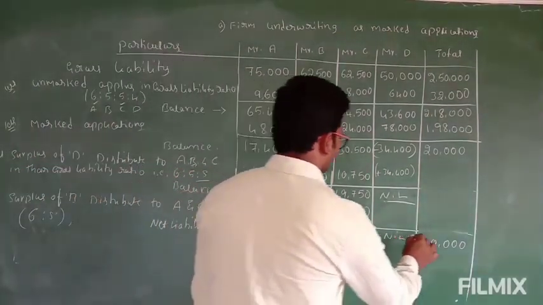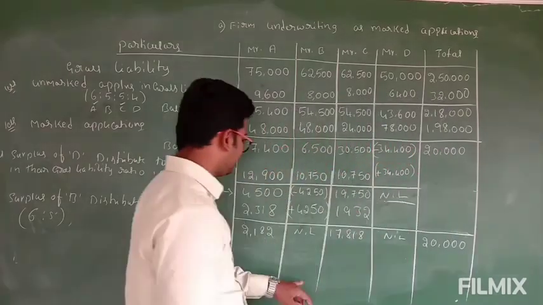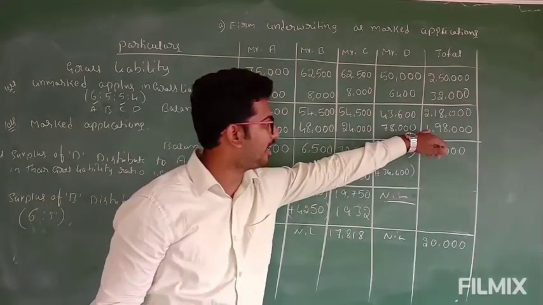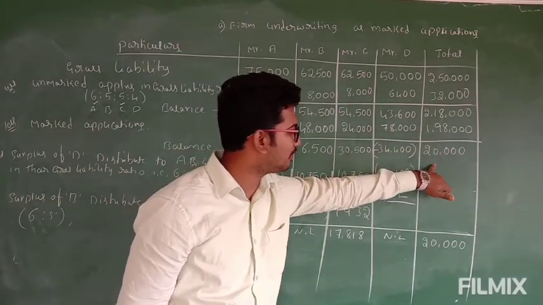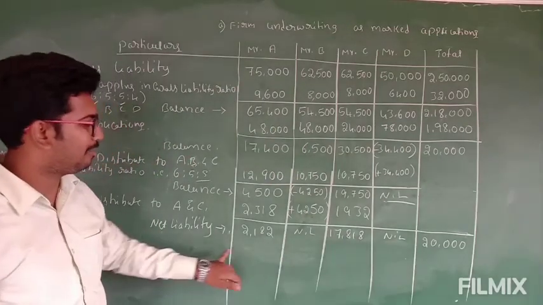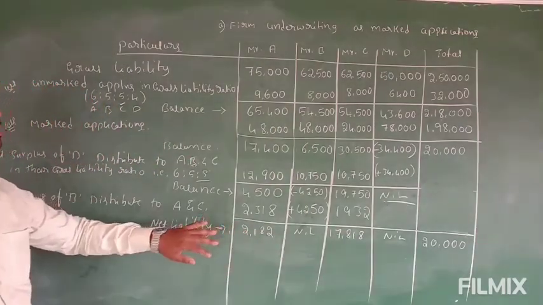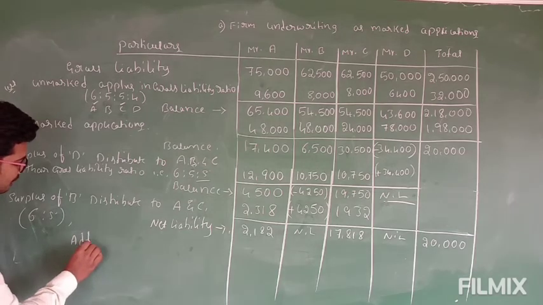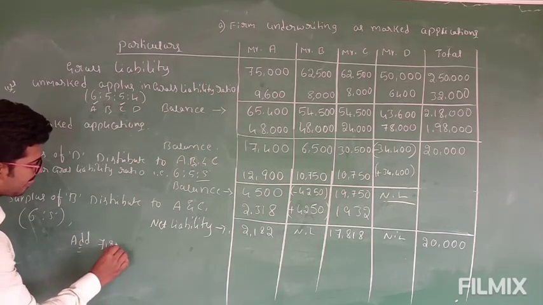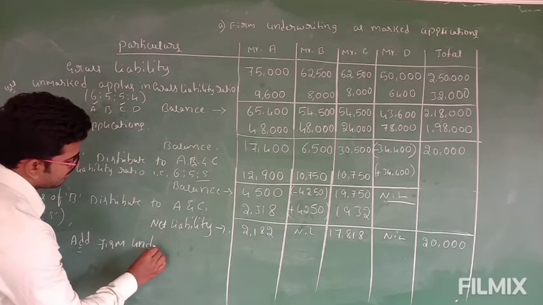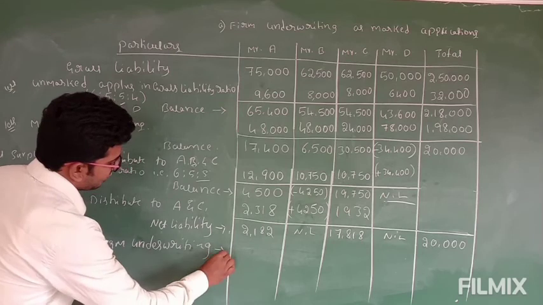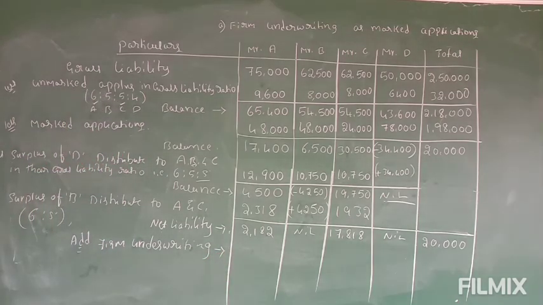No surplus has come, so this is considered as net liability. So net liability: 2,18,000 minus 1,98,000, 20,000. That should be equal to the net liability. No matter what, you need to add the firm underwriting at the last again. So add firm underwriting. So go back to the question again.